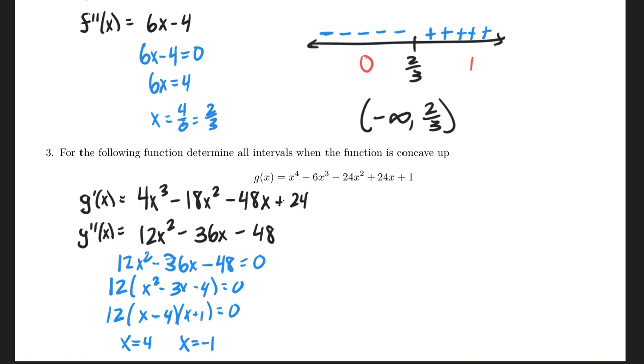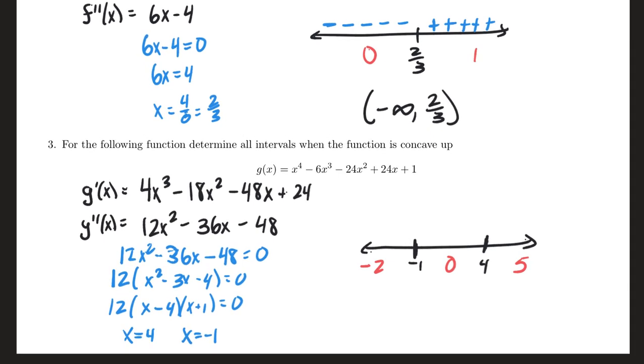And -1 is to the left of 4, so I make sure I put them on my number line correctly. Pick test points in the regions, and then plug them into the second derivative. If you were to plug in -2, again, just use a calculator to do it quickly, you would see you get a positive number. Plug in 0, you're going to get a negative number. 5, you're going to get a positive number. So I'd be concave up.